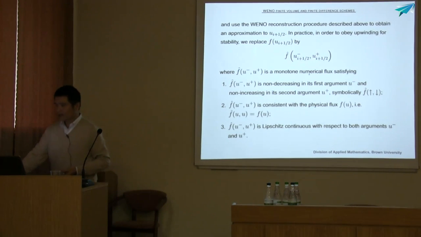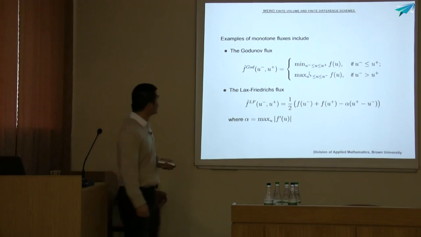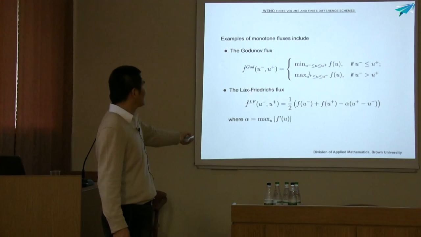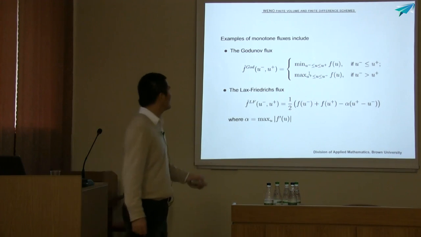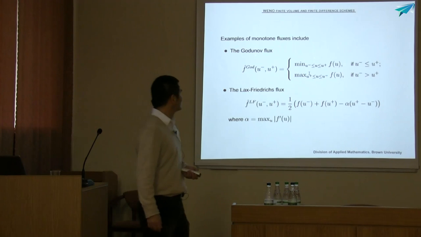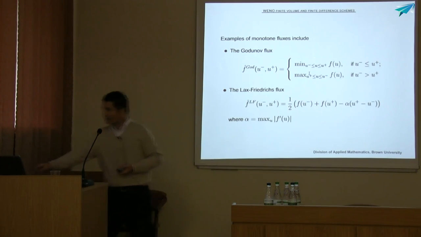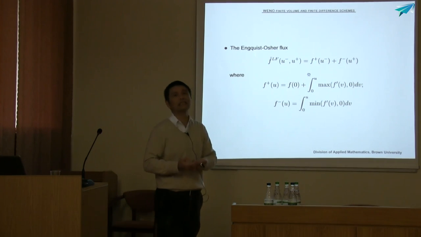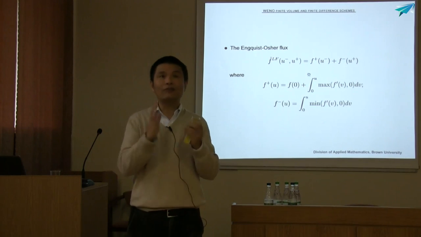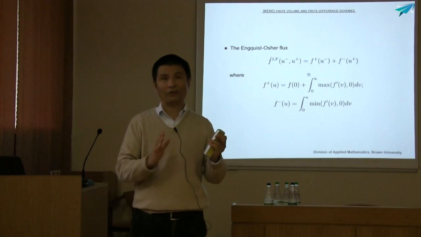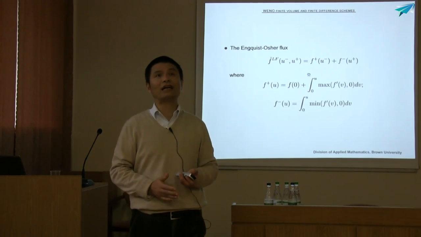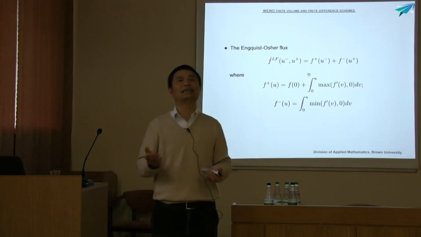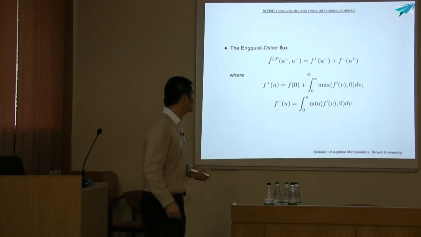Examples of monotone fluxes include the Godunov flux, which is given by this formula, the Lax-Friedrichs flux, which is given by this formula, and some other fluxes. Yes, I have written down another one, but there are many monotone fluxes that you can use. Remember, I'm talking about the scalar case. For the scalar case, you have the concept of monotone fluxes, and you have more than one, so you don't have a unique monotone flux. There are many, and depending on your applications, you can use different ones.